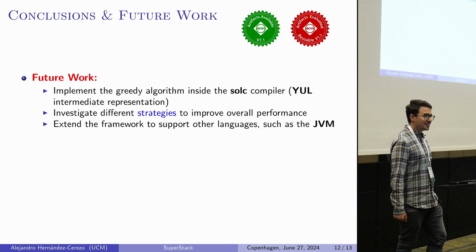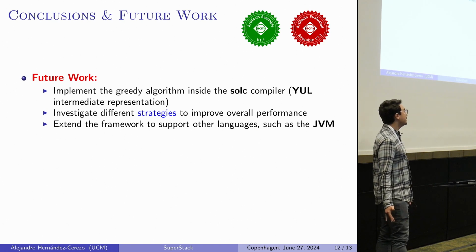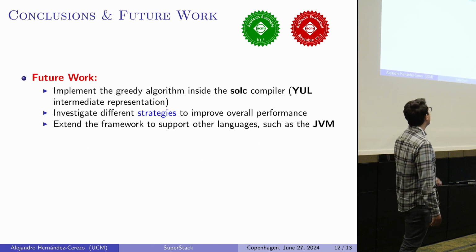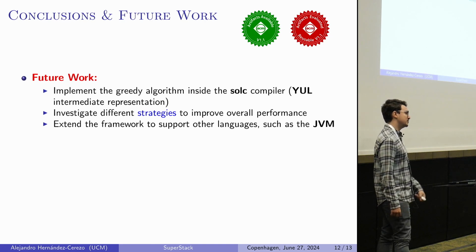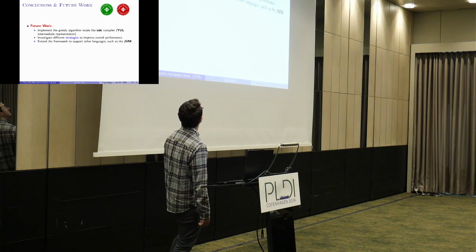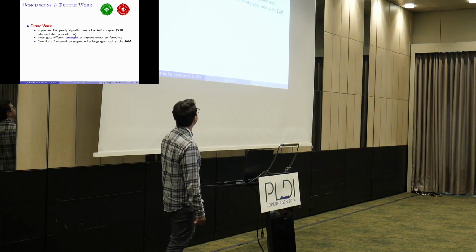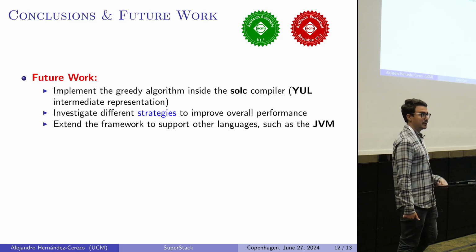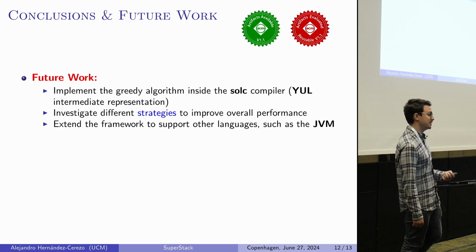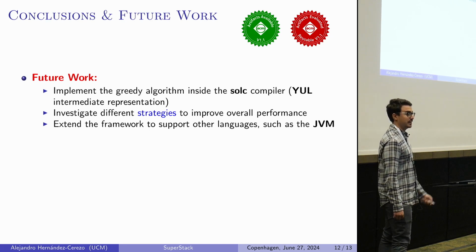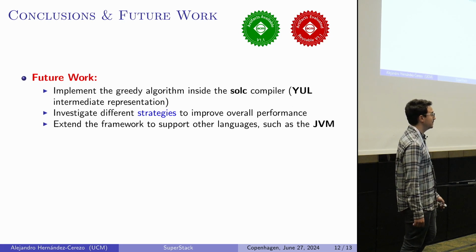So for future work, we realized that the greedy algorithm works really well as an optimization step on its own, and we're planning to implement it in the Solc compiler, which is the most used compiler for generating EVM code, and in particular inside the Yul intermediate representation. We also want to do more research on different strategies to improve the overall performance of the tools because we think there is a lot of room for improvement. And we want to extend the framework to support other languages, such as the Java virtual machine.